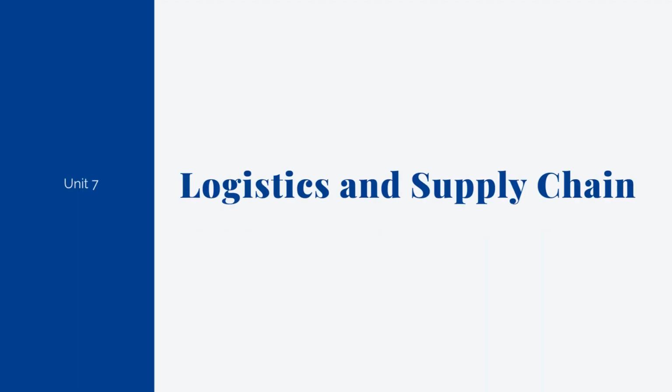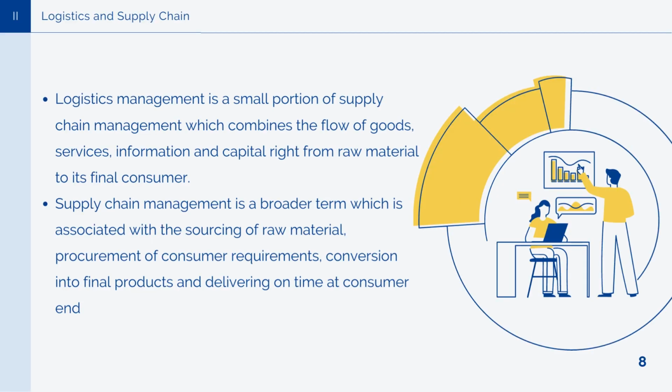Alright, Unit 7, Logistics and Supply Chain. Let's do a little introduction of logistics and supply chain. Logistics management is a small component of supply chain management which combines the flow of goods, services, information, and capital right from raw material to its final consumer.